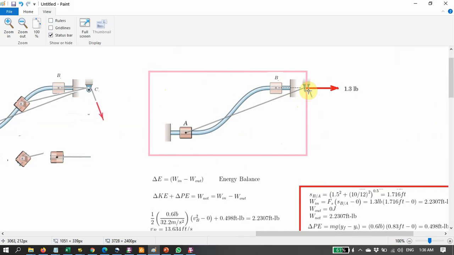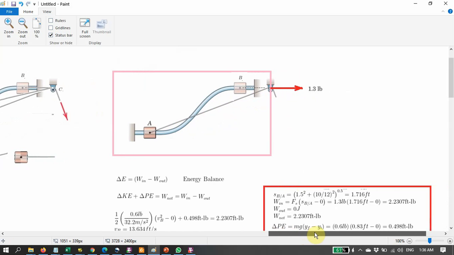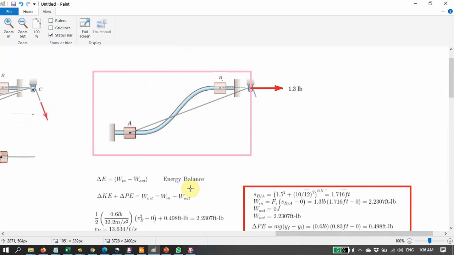So from here, the force is applied, and let's say this point is moving right towards there and it stops, and it's about 20 inches. So I'm just using an energy balance to calculate the velocity at B, and we have kinetic energy changes plus potential energy changes.